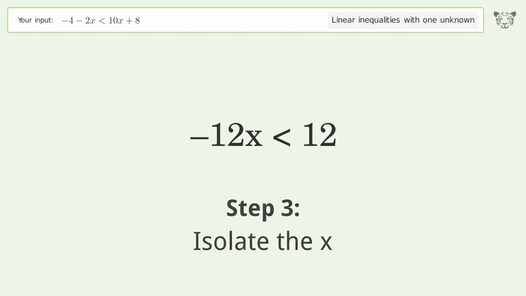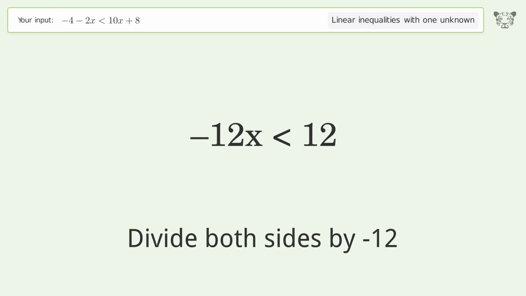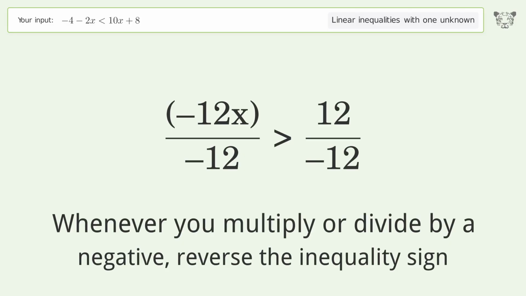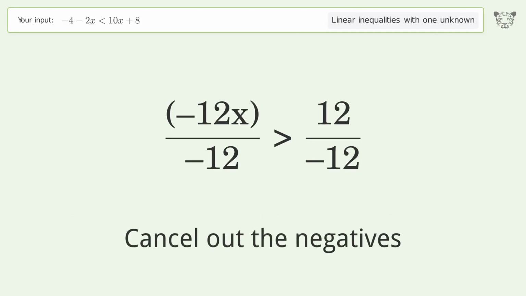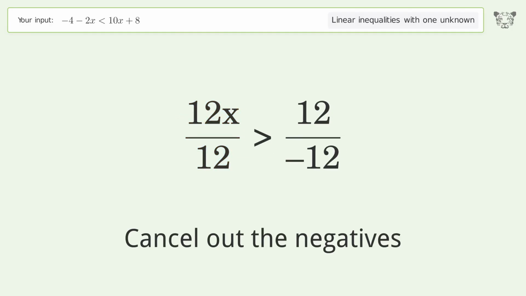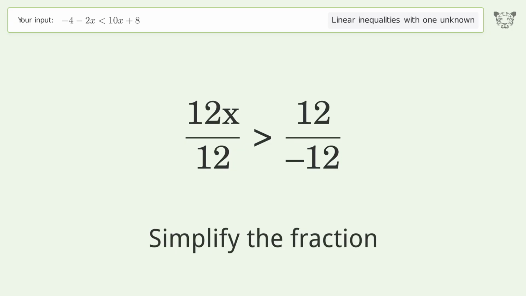Isolate the x. Divide both sides by -12. Whenever you multiply or divide by a negative, reverse the inequality sign. Cancel out the negatives. Simplify the fraction.